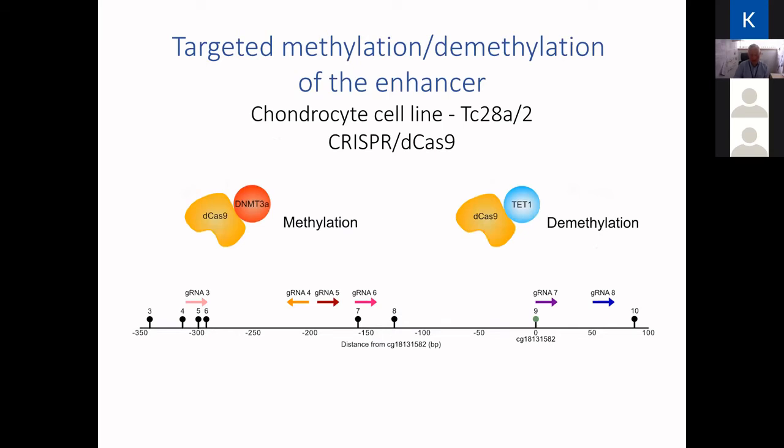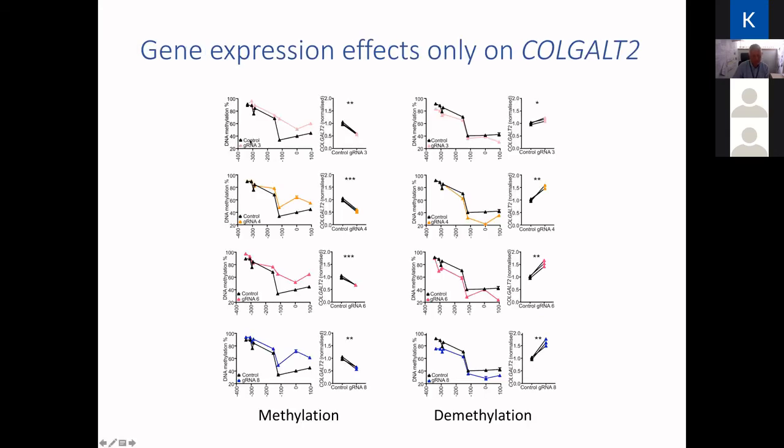We then used CRISPR-Cas9, but this time we used deactivated or dead Cas9, and we methylated and demethylated the enhancer. So we're not deleting the piece of DNA, but instead we're sticking the dCas9 to the DNA, and then we're methylating and then demethylating to assess whether differential methylation of this enhancer also had an impact upon COLGALT2. This is a diagram just talking you through it. We used a range of different guides to guide the dCas9 to the enhancer within these cells.